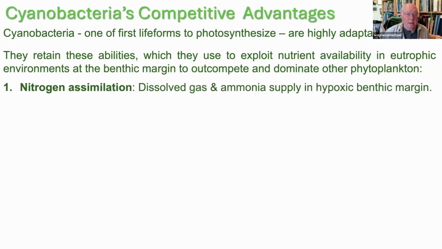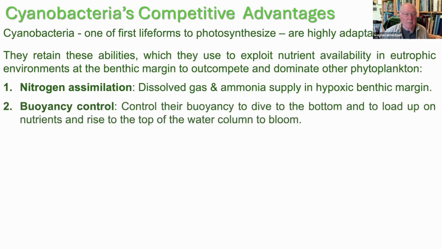Doing this, they have some tools. A key tool is nitrogen assimilation. They have the ability to fix atmospheric nitrogen through specialized cells, so they can actually use dissolved nitrogen gas in particular. They also can use ammonia supplies much more efficiently than other phytoplankton, especially at the hypolimnetic margins.